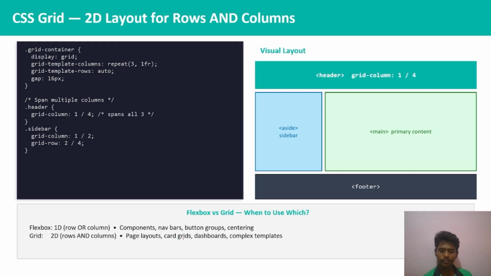Next, the other one is CSS Grid. It is a 2D layout. We can use both rows and columns in the same way. This is the basic example.